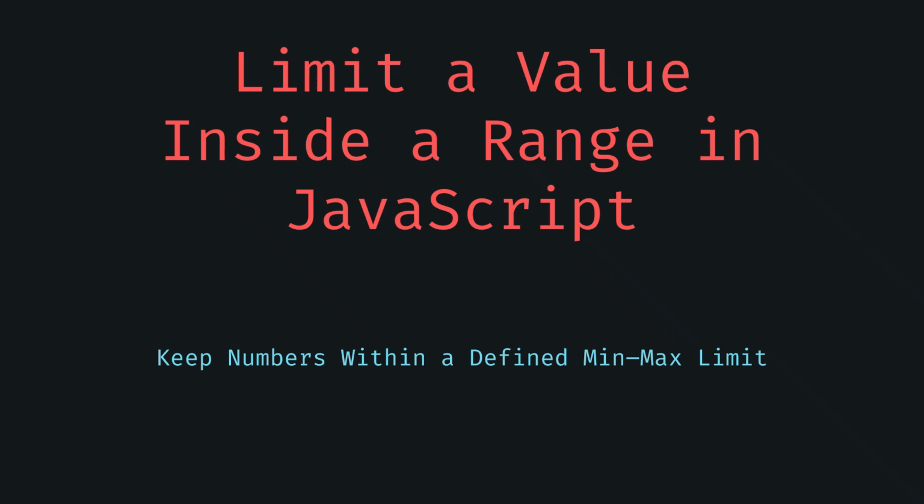Welcome back. Today, we're learning how to clamp or limit a number within a defined range. This is a really handy technique when working with sliders, game coordinates, or screen bounds. If a number goes too high or too low, we snap it back to the nearest valid limit. Let's check out the code that makes it all work.